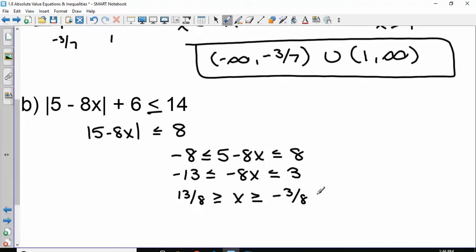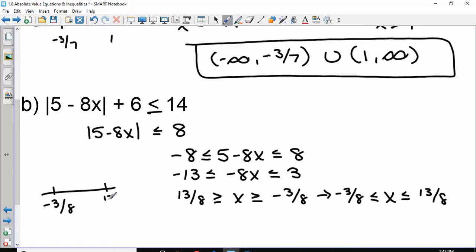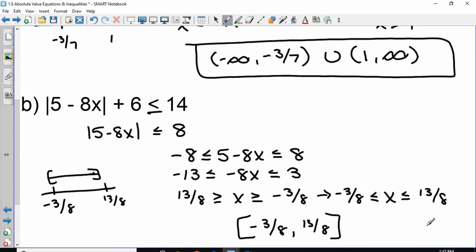Okay, if you don't like how that's written, you can turn it around. What do you do with the inequalities? Flip them. So this is just saying my x is bigger than negative 3/8, but smaller than 13/8. The equal to means what? Brackets. So it was an and, we get a single answer: negative 3/8 to positive 13/8. Is that okay? All right.